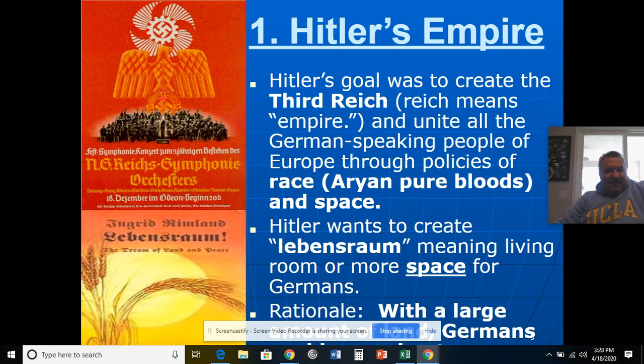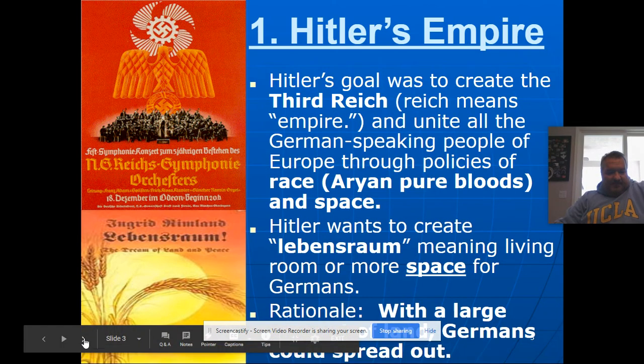And then you have the icons of the Third Reich. You have a golden eagle. You have the swastikas. And a lot of Nazi imagery. Okay.